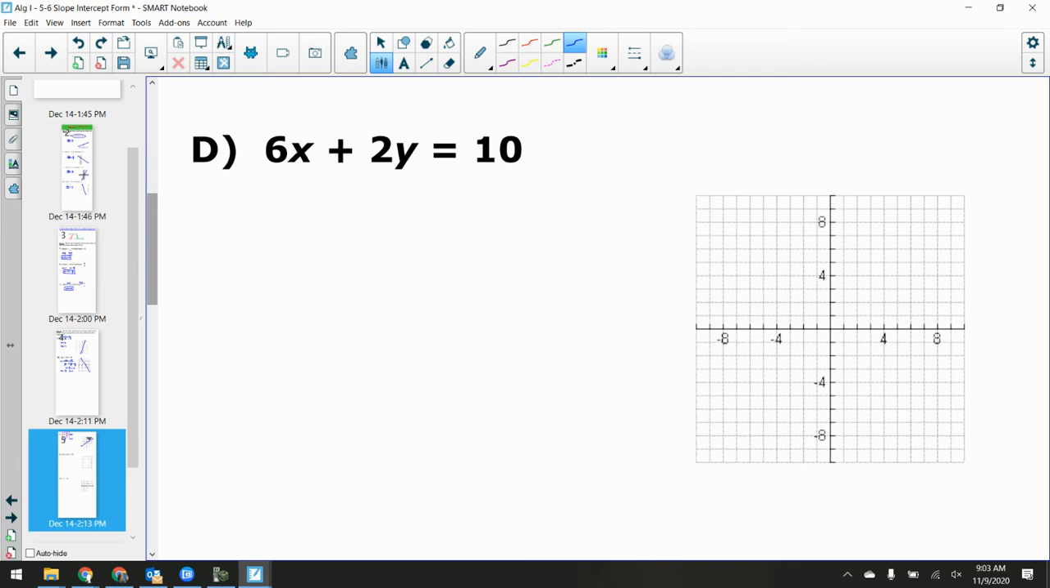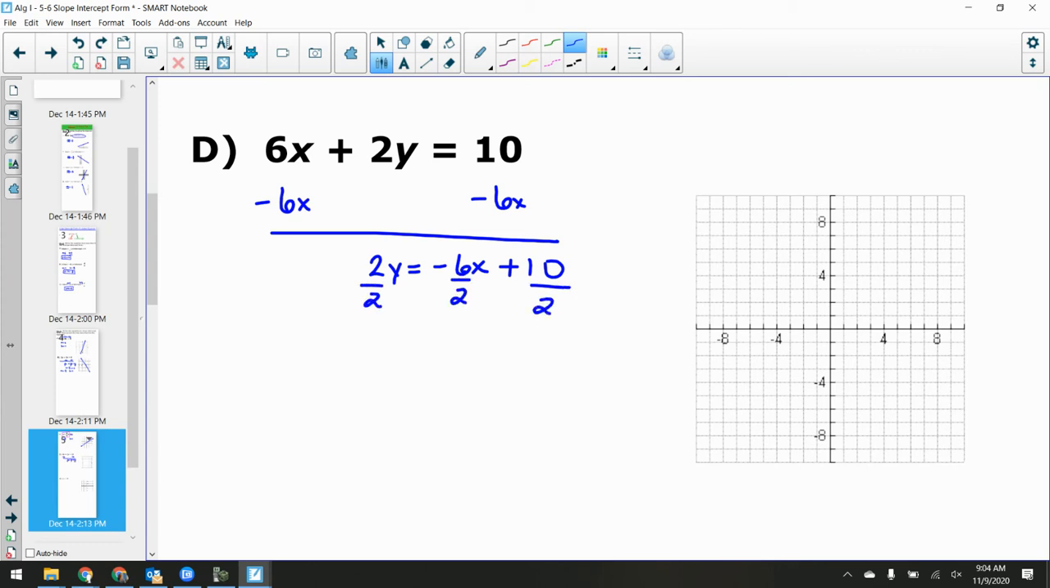Okay, so what's the first step to get y completely alone? Mackenzie? Good. I'm going to subtract 6x from both sides, which leaves me with 2y is equal to negative 6x plus 10. Do you notice how I wrote that? mx plus b. Don't say 10 minus 6x. Don't do that. And now I divide by 2, and everybody gets divided by 2. Not just the 6, not just the 10, everybody. So y is equal to negative 3x plus 5.